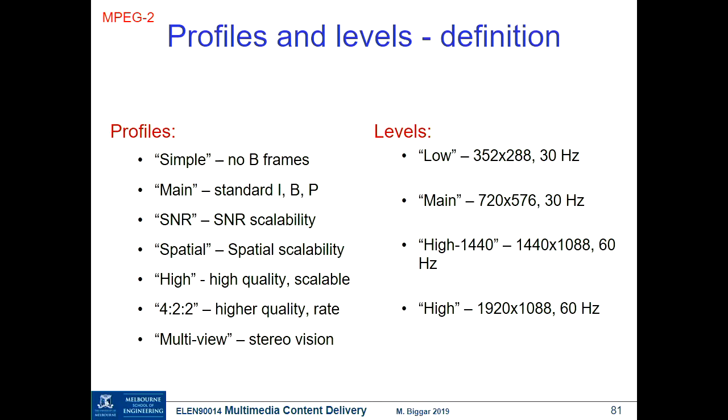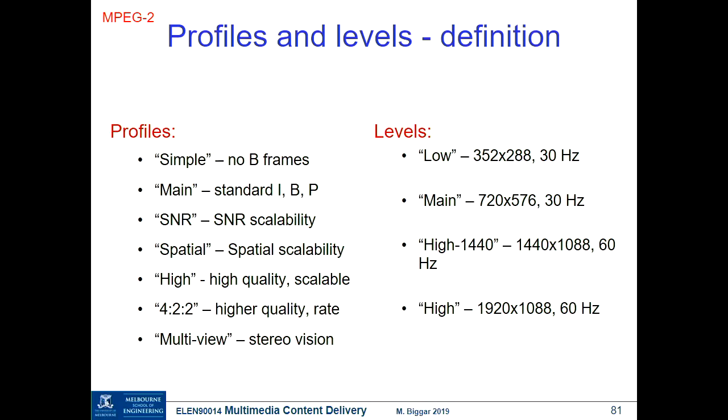Then there was the main profile that had all the capabilities of the I, B and P structure. There was the 422, there was stereo vision, these sorts of different functionalities. I won't worry about the scalable ones yet because we haven't talked about it. And for each of those different profiles, different sets of functionality, maybe we want to be able to operate at different resolutions.